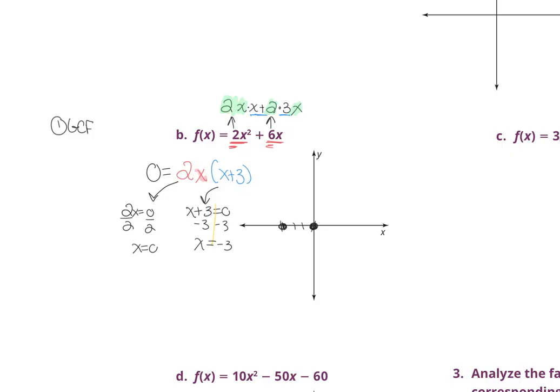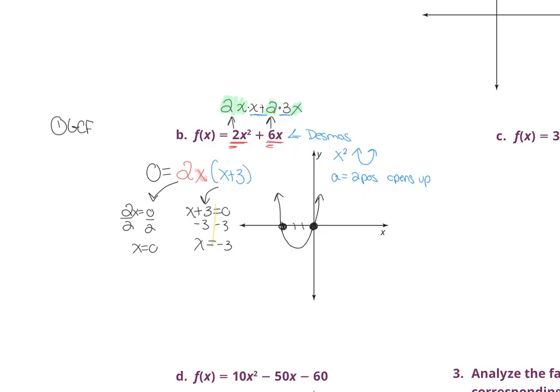Now you can put this thing right here into Desmos to graph it, or you can use your skills. X squared I know is a parabola. My a equals 2, which is positive, which means it opens up. So if I just was making a sketch, there's my parabola that opens up.